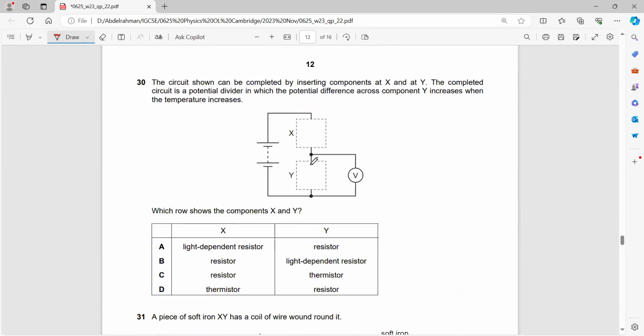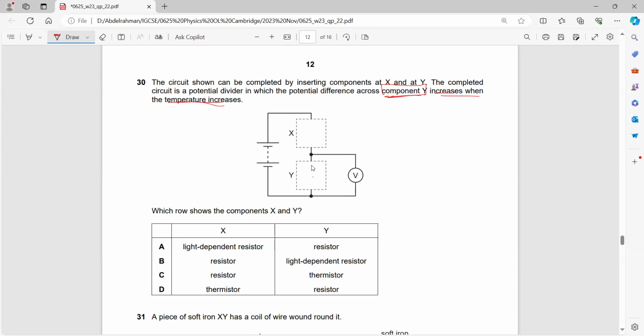The circuit shown can be completed by inserting components at X and Y. The completed circuit is a potential divider, in which the potential difference across component Y increases when the temperature increases.